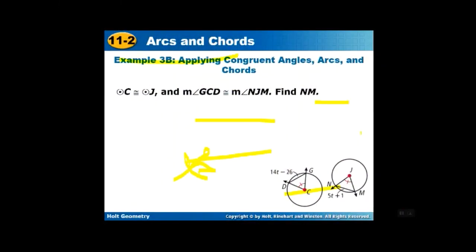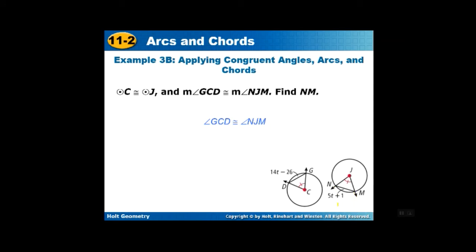The second example is also applying congruent angles, arcs, and chords. If circle C is congruent to circle G, we have two congruent circles. Two congruent circles means that the radius for the first circle is equal to the radius for the second circle, and the measure of the central angle G in the first circle is equal to the central angle C in the second circle. Find NM. Find the length of the chord NM.